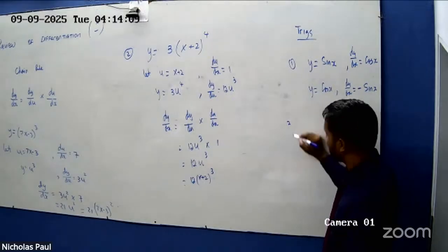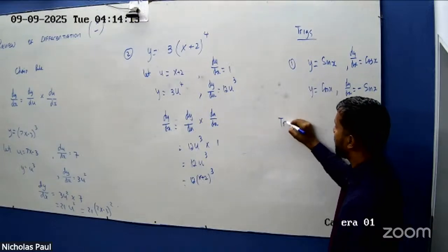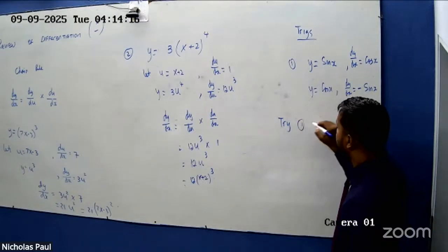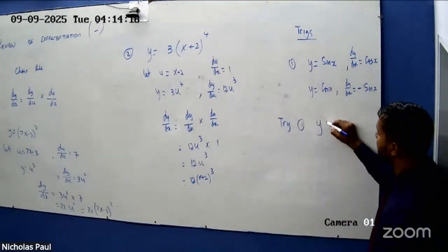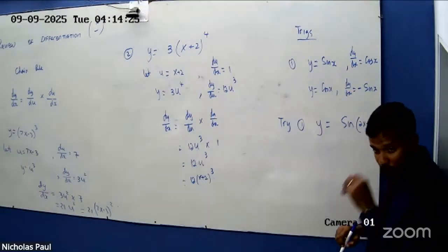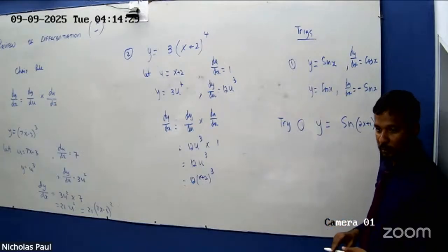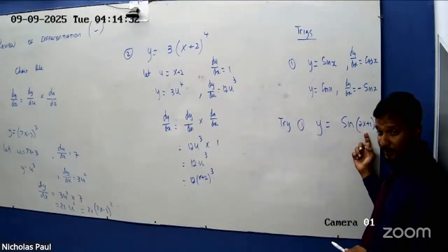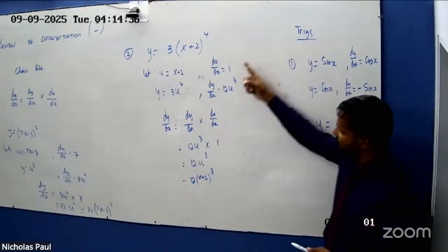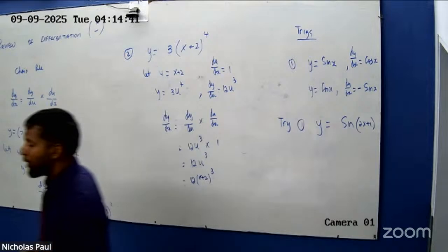You sure? All right. Try this, please. I want you to use chain rule. Try to see if you could differentiate y is equal to sine of 2x plus 1. What would you let u equal to? The part in the brackets. Everybody okay with that? So see if you can differentiate this using chain rule. Try it quick.